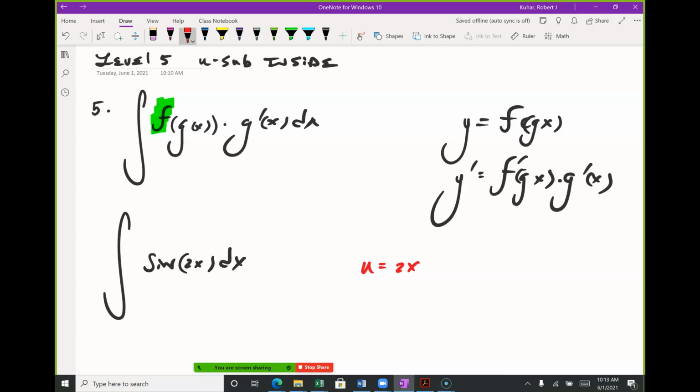So there's a clear inside. So what's the derivative of the inside? 2. Good. du is 2 dx, right? I know it's been a while since you've written it like this, or maybe you haven't ever written it like this.